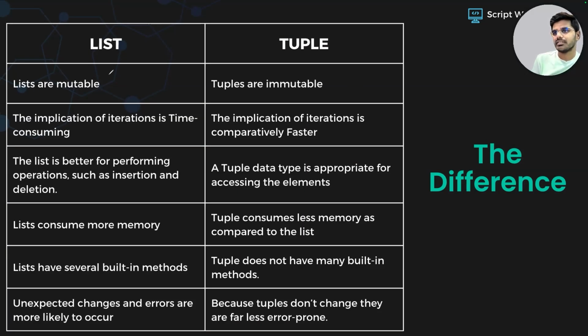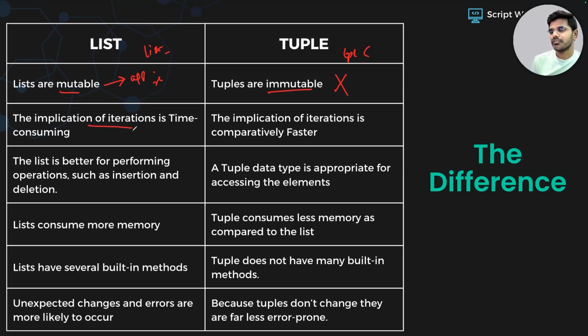So the first difference is list is mutable, tuple is immutable. That means we can add using append, we can remove, we can make any changes to the created list, whereas in tuple we cannot do any such changes. So mutability, tuple is immutable, list is mutable.